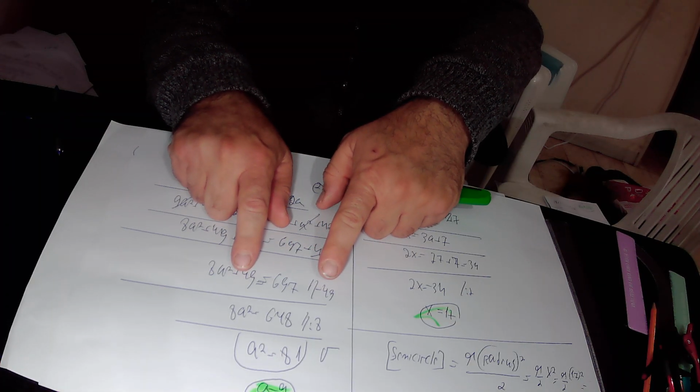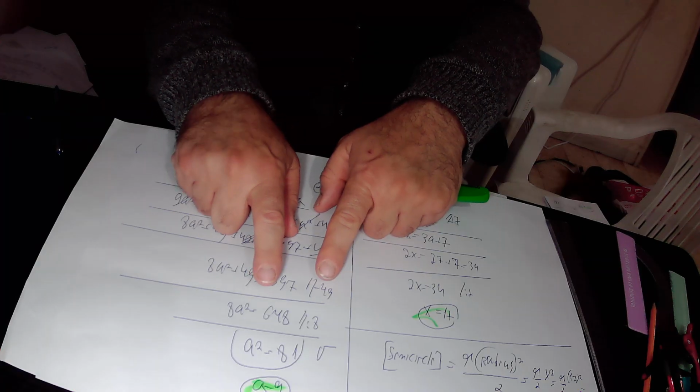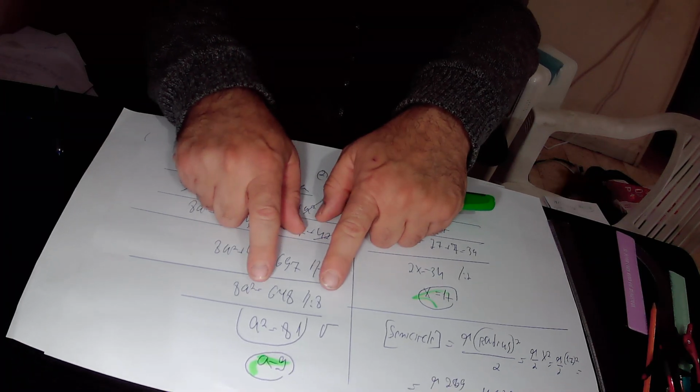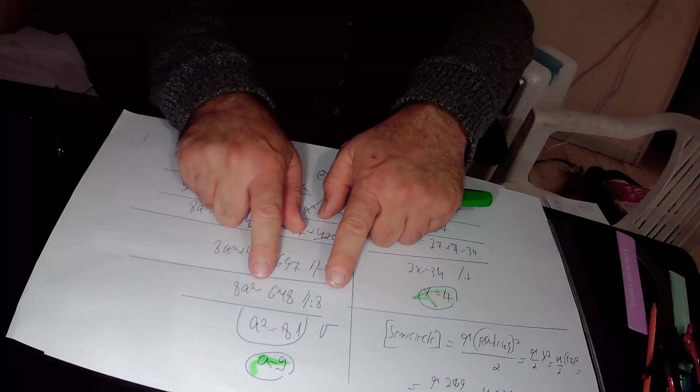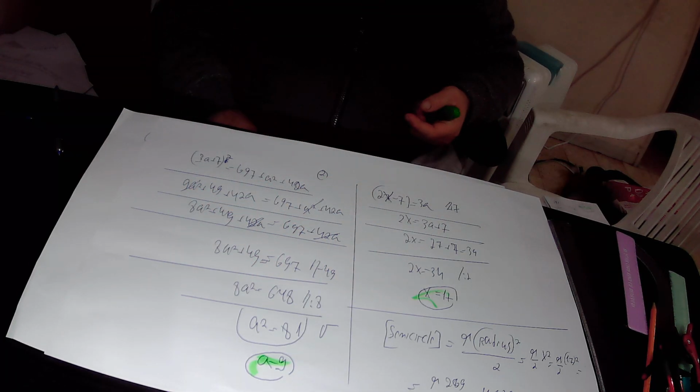Here we divide this equation by 8, and we find that 8a squared over 8 is a squared, and 648 over 8 is 81. So in total, a squared equals 81. Taking the square root, we find that a equals the square root of 81, that is 9. So a equals 9 units.